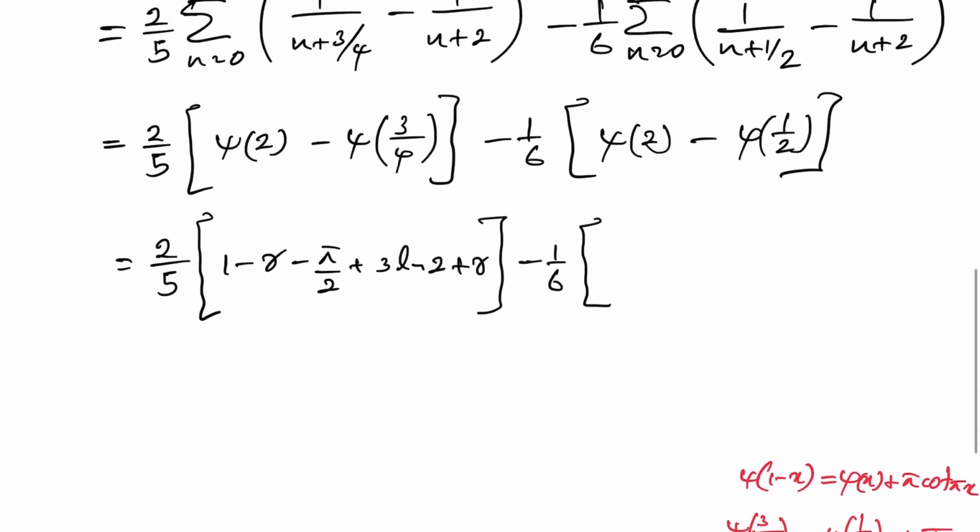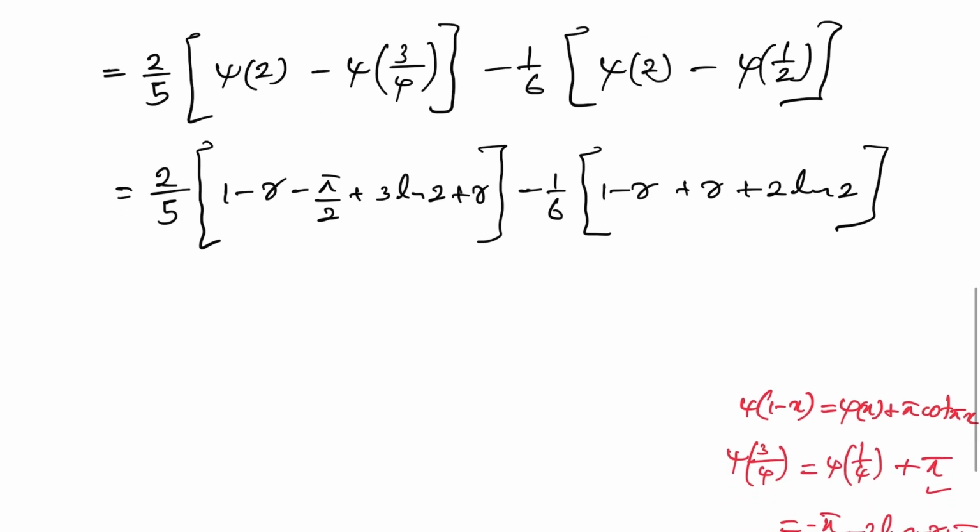Now digamma of 2, again we know 1 minus gamma, minus digamma of 1/2. So in the previous video I also evaluated the value of digamma of 1/2. We know digamma of 1/2 is equal to minus gamma minus 2 times natural log of 2. So here we have plus gamma plus 2 times natural log of 2. Now we can simplify here. Gamma, the Euler-Mascheroni constant, gets cancelled.